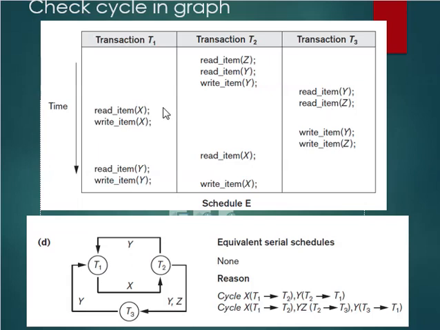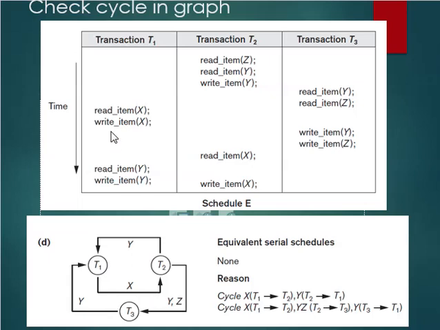The next operation in the schedule is read item of x in transaction T1. We need to check whether there is any conflict with transaction T2 and T3, and we need to check only the upcoming operations. We can see there is an operation write item of x in transaction T2. So T1 has a conflict with transaction T2, and you have to draw an edge from T1 to T2 on item x. So T1 to T2 with item x. Here you can see it in the graph.